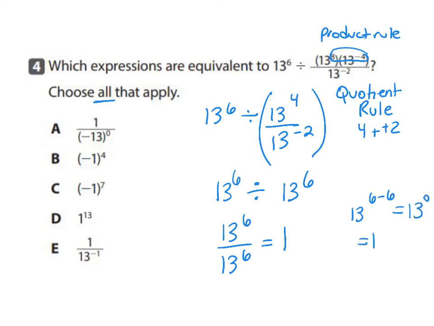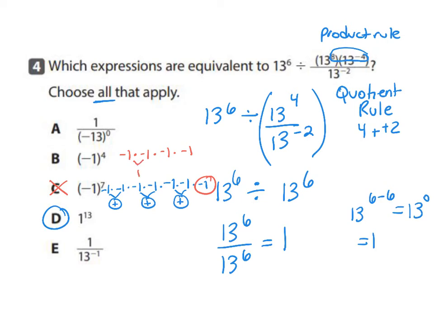So that answers 1. So it says which one's equivalent to that? Okay, well 1 to the 13th power is 1 times 1 times 1 times 1 times 1. That's going to be 1. Negative 1 to the 7th power, that's going to be negative 1 times negative 1 times negative 1 times negative 1 times negative 1. So I've got to do that 7 times. 1, 2, 3, 4, 5, 6, 7. So negative times a negative is a positive. Negative times a negative is a positive. Negative times a negative is a positive, and I have this extra negative hanging around. So it doesn't work. But I can tell negative 1 to the 4th power is going to be positive.